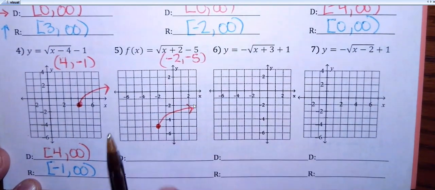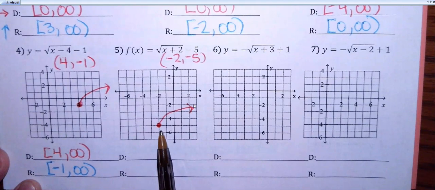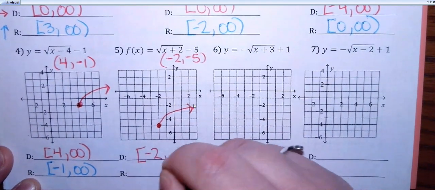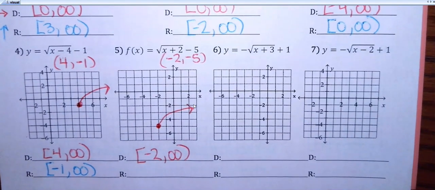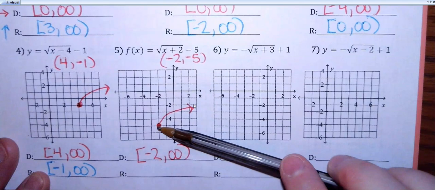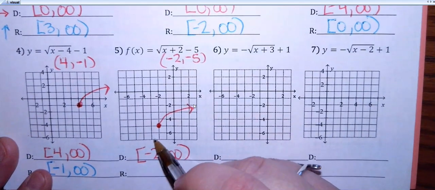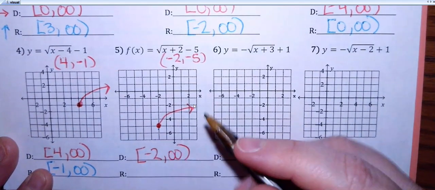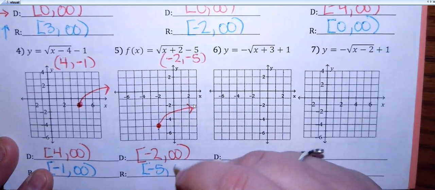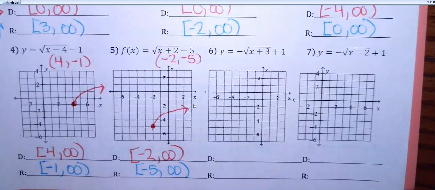And again, come from the right. First point you're going to touch is this one. And your X value there is -2, and it's going to the right forever, so it goes to infinity. For the range, again, the first point you're going to touch is where we started. This Y value is going to be -5. And then, again, it's going up forever very gradually, but it goes up to infinity.